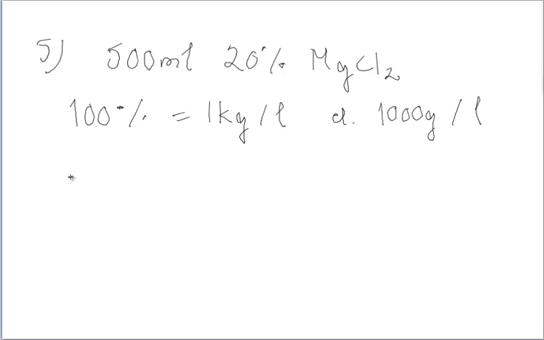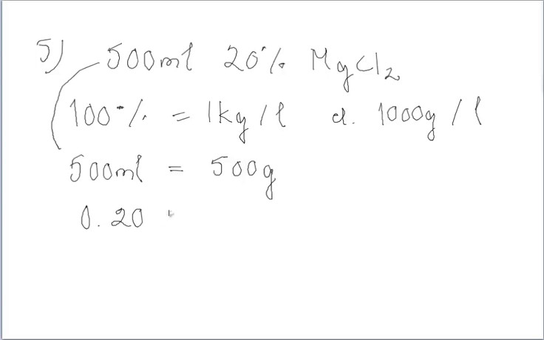500 milliliters equals 500 grams, and 20% of 500 grams will be 0.20 times 500 grams, which means that you are going to need 100 gram magnesium chloride to make this buffer.